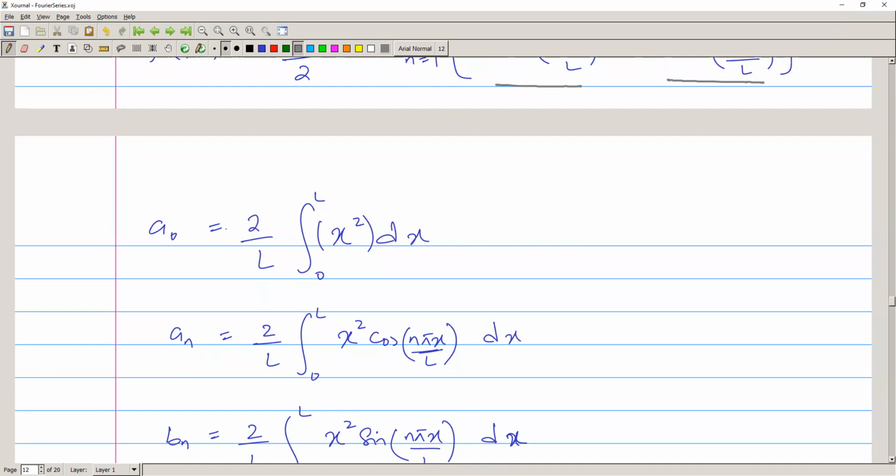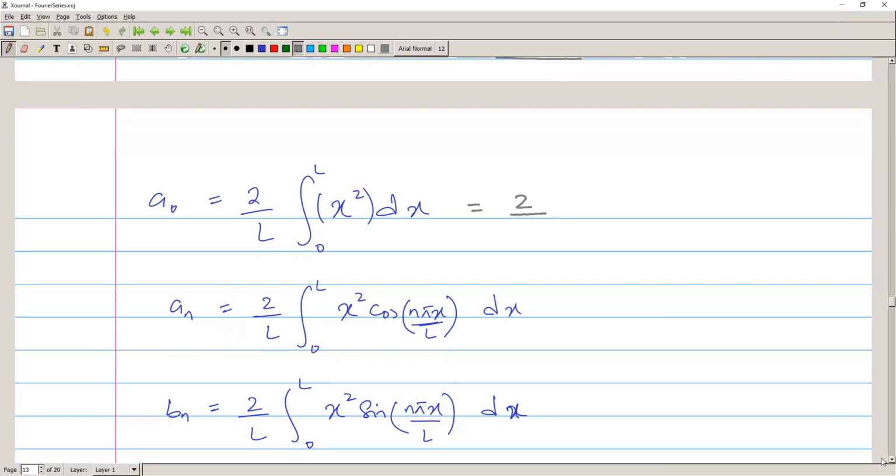So a naught will be equal to 2 over L integral 0 to L x squared. When we solve this, we will get 2 over L times x cubed over 3 from 0 to L. So we will get 2 over 3L times L cubed. Finally, we will get 2L squared over 3. All right, so this is the idea.